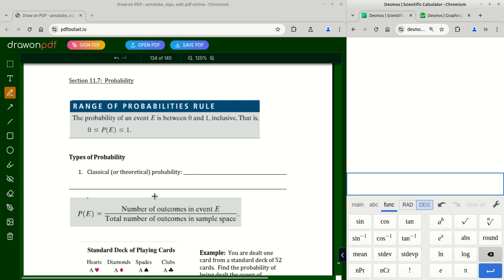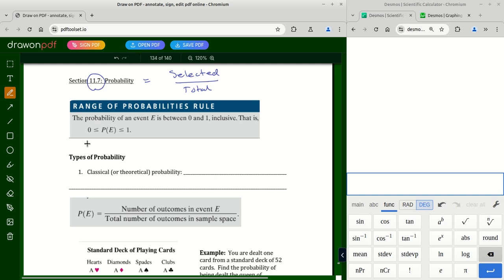Woo! 11.7. This is not a hard section, but we do want to talk about it, of course. Probability has a formula: it is selected over total. We'll use that exact same formula every single time. We've already been seeing selected and total from the previous section with the NPR and CR stuff, and we'll see that again here a little bit too. So, selected over total as we go.